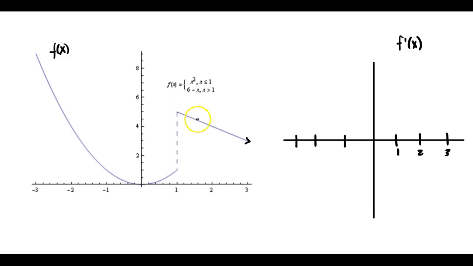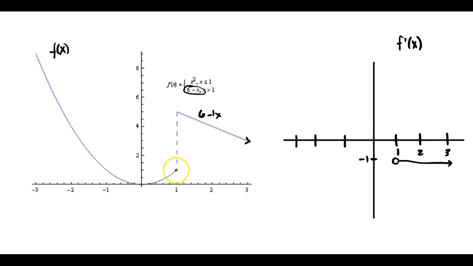But from 1 on, I have a linear function, so the derivative is going to be the slope of this line. Well, on this function, we're actually given the line. It's 6 minus x. So that means that the slope of this line is -1. So from 1 to infinity, the derivative is -1. So the derivative graph is going to be down here. At 1, there's no derivative, so it has to be undefined. And then all the way to infinity, I'm going to have the value -1.